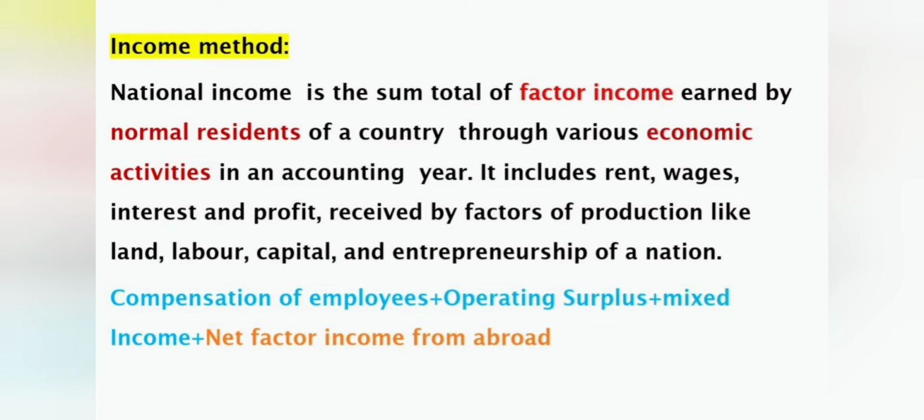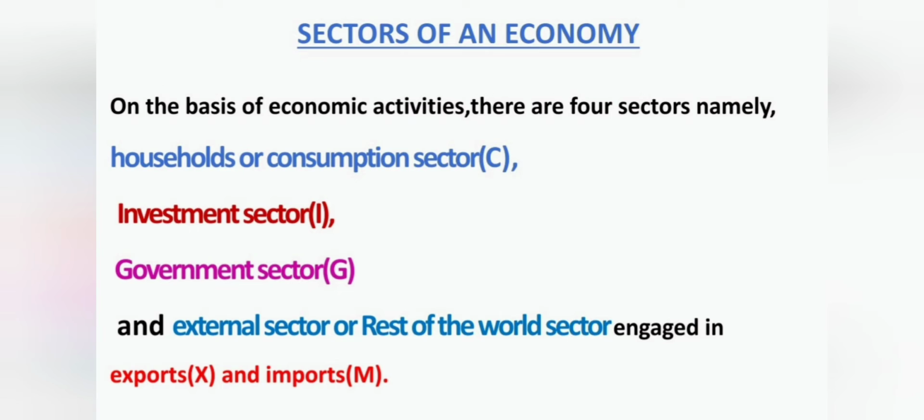So, what is national income by the income method? It is a sum total of factor income earned by normal residents of a country through various economic activities in an accounting year. It includes rent, wages, interest and profit received by factors of production like land, labor, capital and entrepreneurship of a nation. And economic activities in an accounting year in the economy happen in the four main sectors: consumption sector C, investment sector I, government sector G and external sector or rest of the world sector engaged in export and import, C plus I plus G plus X minus M.